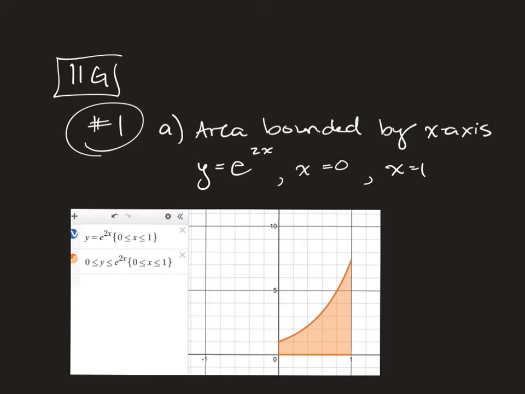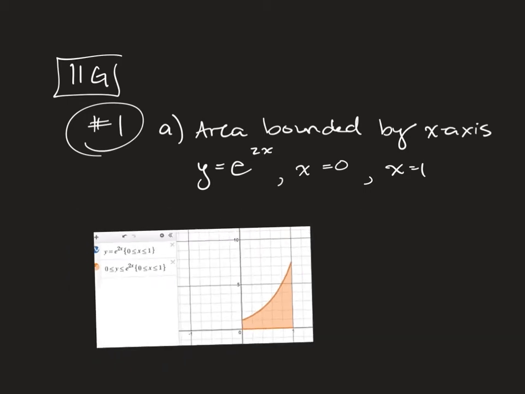Okay, for each of these problems, you're finding the area bounded by the x-axis down here, and then whatever else it's giving you. In this case, it gives you this curve, e to the 2x, x equals 0, and x equals 1. So we're finding that orange area.